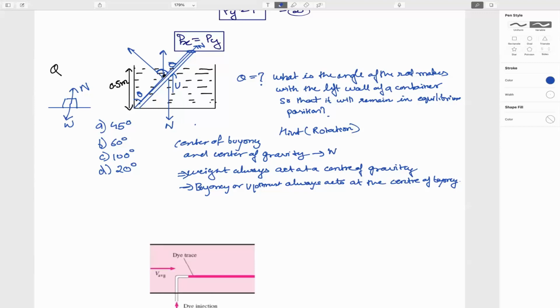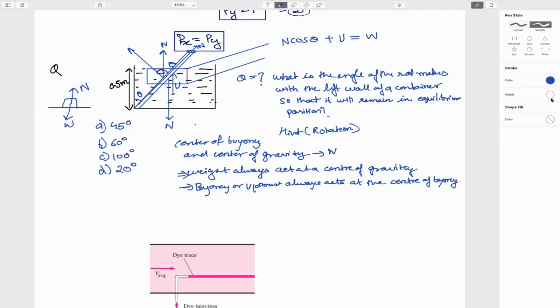So if we make a free body diagram of this zoomed-out point, then what we get is N cos theta, that is the normal reaction, plus upthrust in the same direction, should be balanced by the weight. So cos theta you can find out like 0.5, and let's say this length is y.